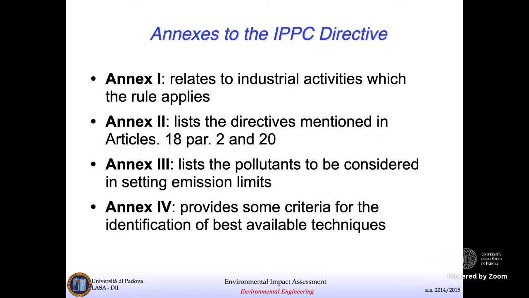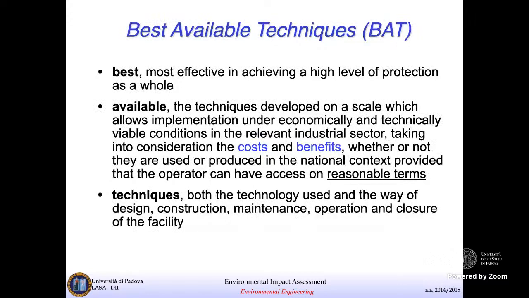Annex 3 lists the pollutants to be considered in setting emission limits. Already we have an indication of what kind of chemicals we want to limit, chemical spills into the environment we want to limit. Annex 4 provides some criteria for the identification of the best available technique. So in the directive itself, there is a guideline which allows policymakers to select the best available techniques.